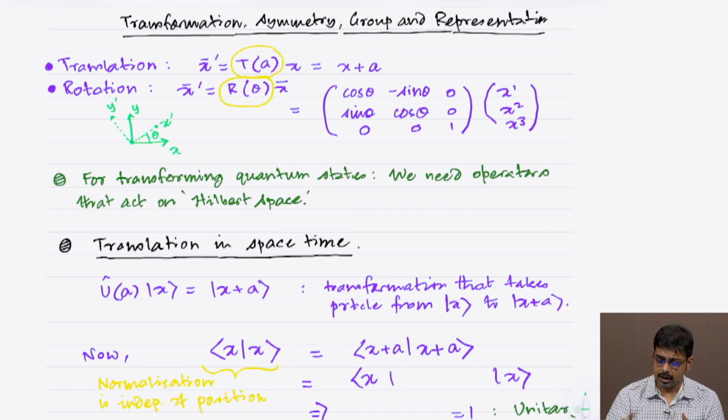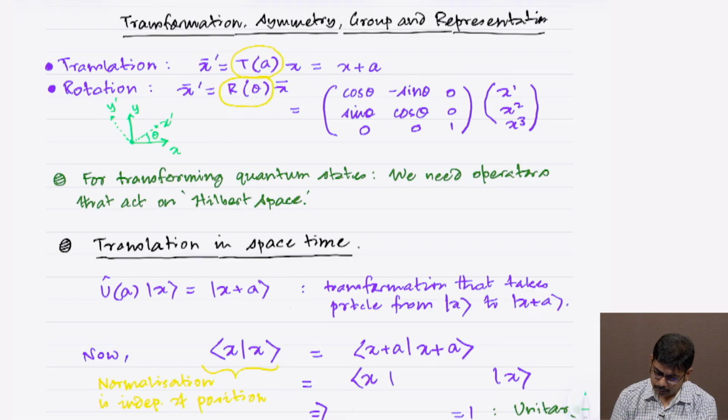So z remains z. This is precisely how we can parameterize the rotation: x bar prime goes to R(theta) times x bar, where bar means the vector x1, x2, x3. This is the rotation about the z axis, and you can generalize it to rotations about other axes too. Now, we are interested in transforming quantum states, or rather quantum fields, because that is what our Lagrangian is constituted of. There we have to ask what form the transformation operators should take.